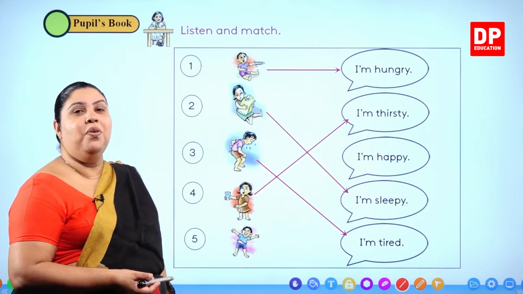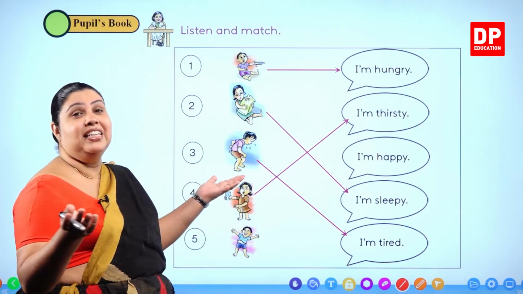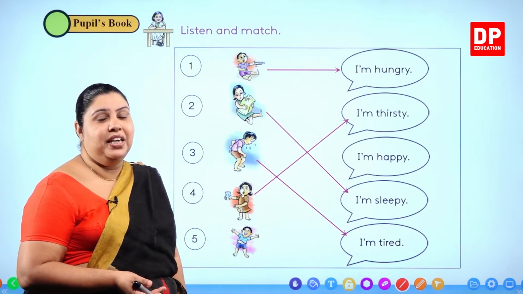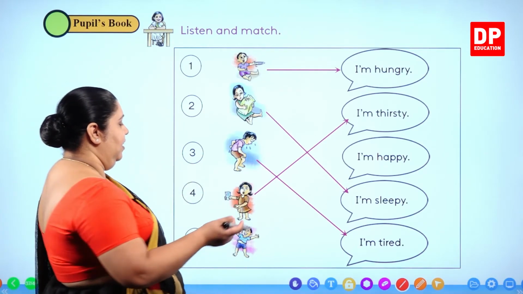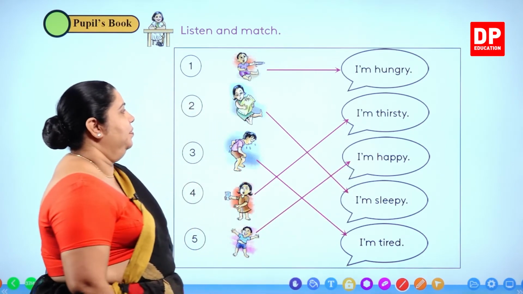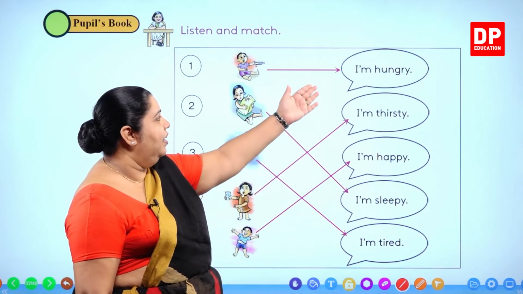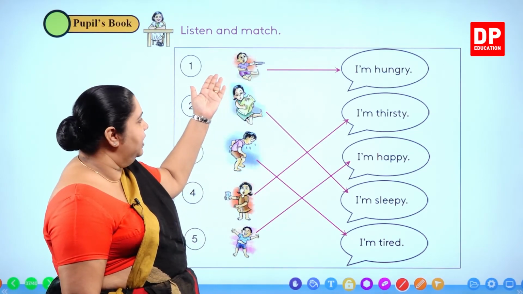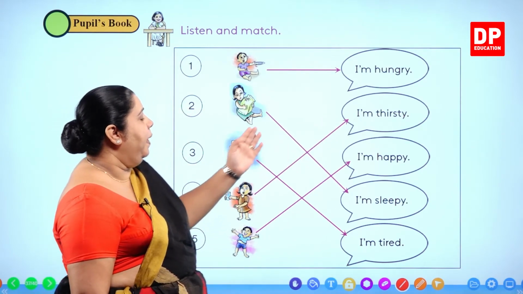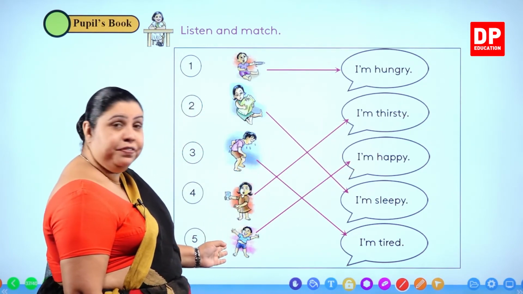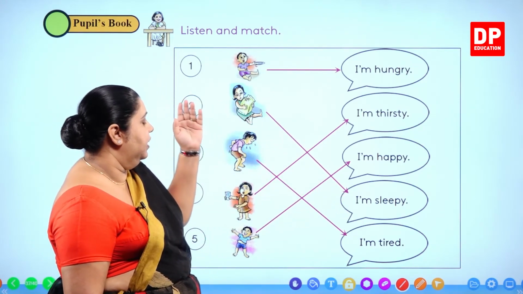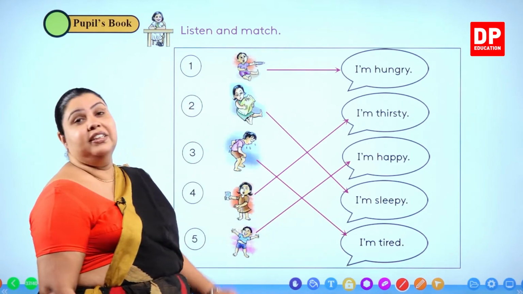Oh, look at this boy. He's raising his hands with a big, happy smile on his face. So how is he feeling? I'm happy. He's happy. So we can match it here. All right. I'm hungry, that's the first picture. Then I'm thirsty, that's the fourth picture. I'm happy, that's the fifth picture. The last one, I'm sleepy, the second picture. I'm tired is the third picture.